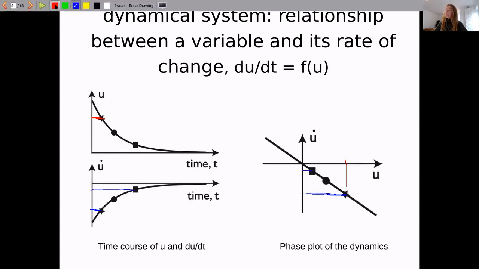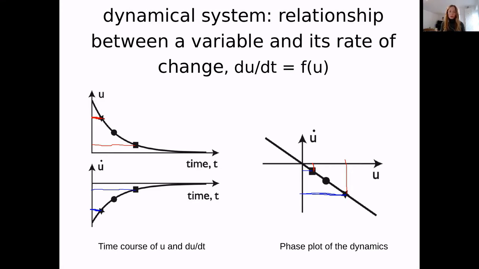So, okay. Is this clear? I hope so. Or are there any questions? Because this is also really fundamental that we know what the time course is and the phase plot. Okay. Good. Then the annotation.